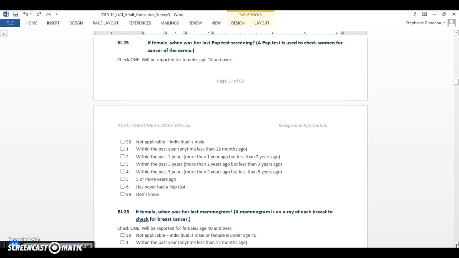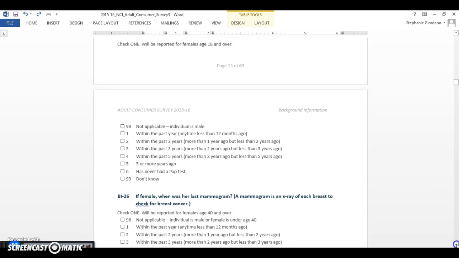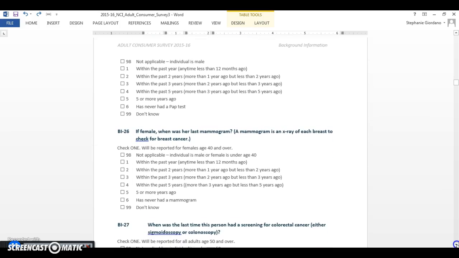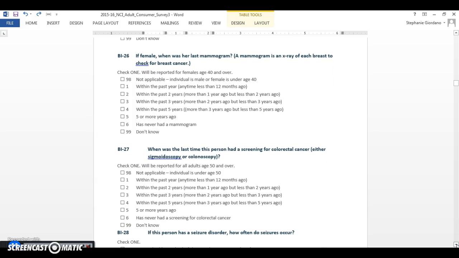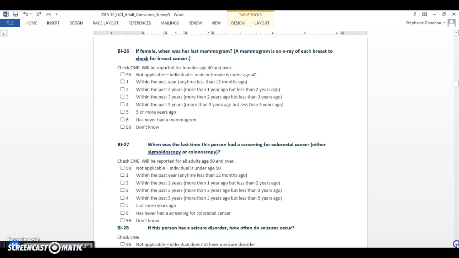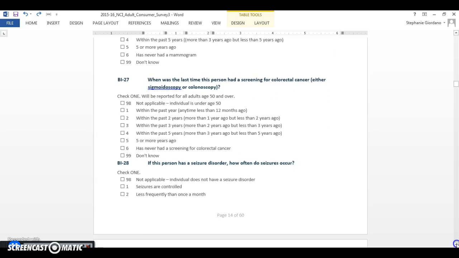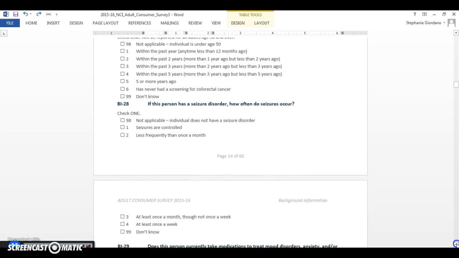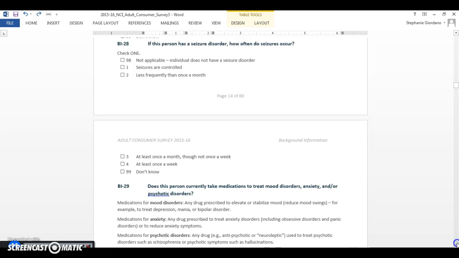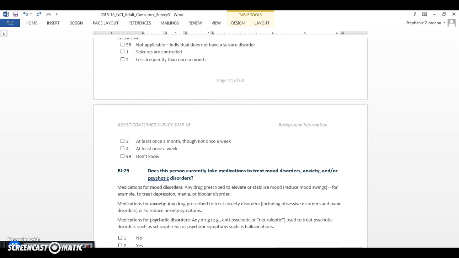We ask of female individuals when her last Pap test screening took place, and for women over 40, when was her last mammogram. For all individuals 50 and older, we ask when was the last time the person had a colorectal cancer screening. We also ask whether the person has seizure disorders and how often. And then we go into some questions about medication use.